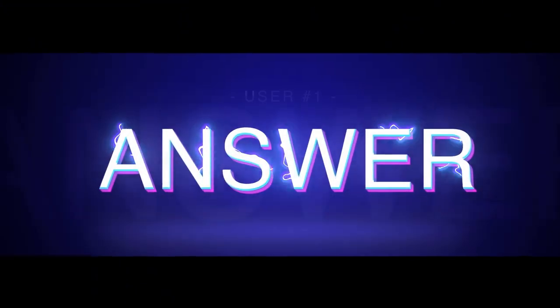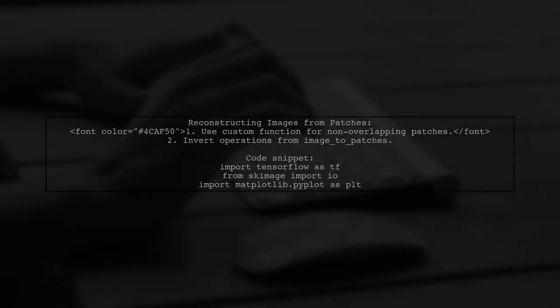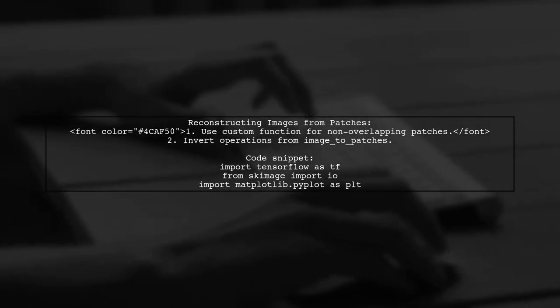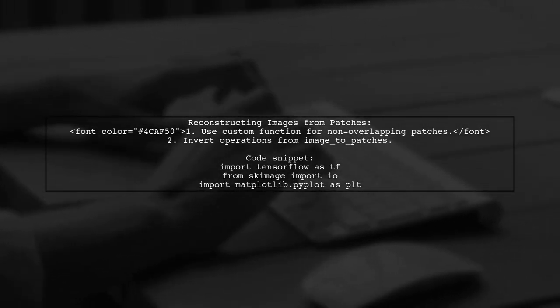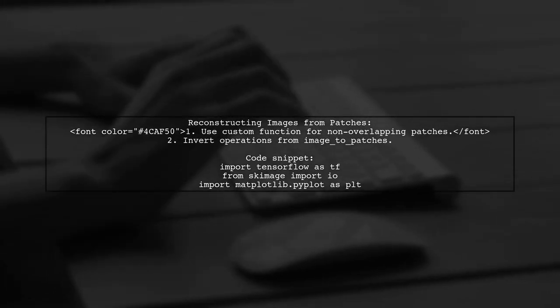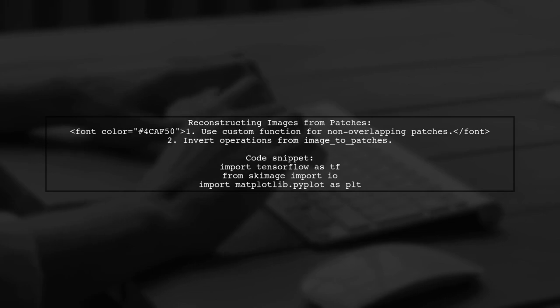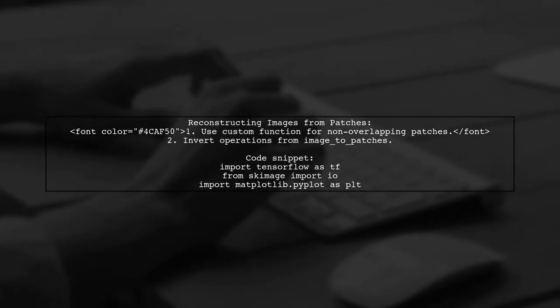Let's now look at a user-suggested answer. Reconstructing an image after using extract image patches can be tricky. Instead, it's easier to create a custom function for non-overlapping patches. You can reverse the operations from the image to patches function to get back the original image.